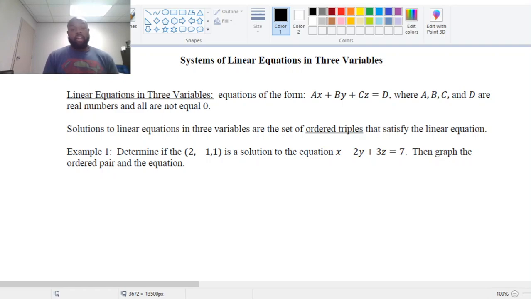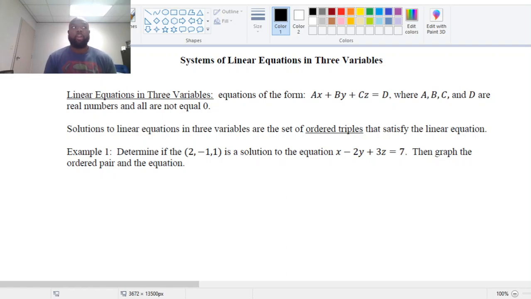These are equations of the form ax plus by plus cz equals d, where a, b, c, and d are all real numbers, and all of them are not equal to zero, because if they were all equal to zero, we wouldn't have an equation with any variables. Solutions to our linear equations in three variables are the set of all ordered pairs. I just lied. I meant ordered triples that satisfy the linear equation.